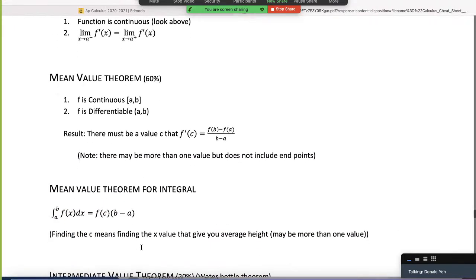Okay, mean value theorem. Anytime you apply the mean value theorem in an FRQ, you have to write down that the function is continuous and the function is differentiable. Why? Because of the pre-existing conditions for the mean value theorem. Make sure you write that it's continuous on a to b and differentiable on a to b. f of b minus f of a over b minus a.